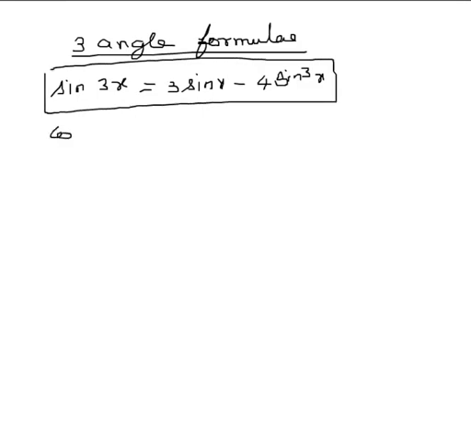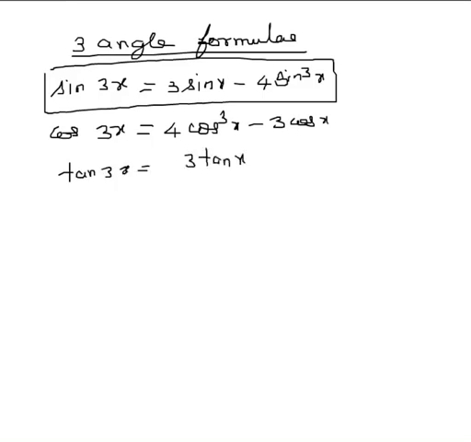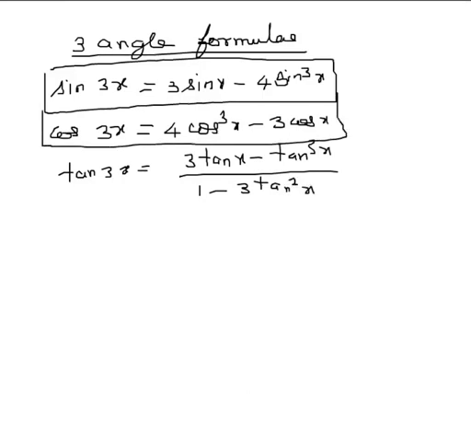In the same way, we can derive the formula for cos 3x, which is 4 cos cube x minus 3 cos x. And the tan 3x formula is 3 tan x minus tan cube x divided by 1 minus 3 tan square x. These are the three-angle formulae.